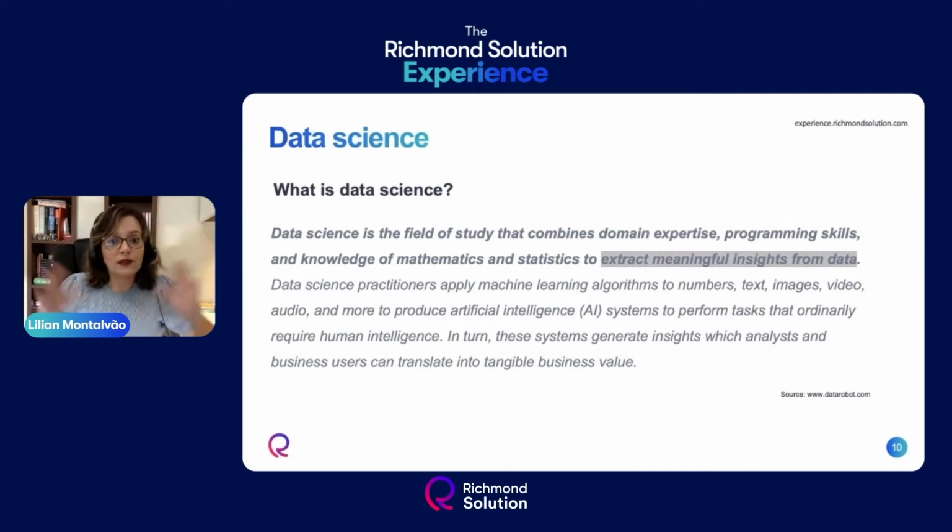So now let's begin taking a look at how data science can be used in education. We need to first of all understand what data science is. So I brought this quote. It is the field of study that combines domain expertise, programming skills, and knowledge of mathematics and statistics to extract meaningful insights from data. I even highlighted this part because this phrase is key, right? There's no point in just collecting data and leaving it there. That's not enough. We need to interpret data, translate it, so we can actually make decisions based on that.